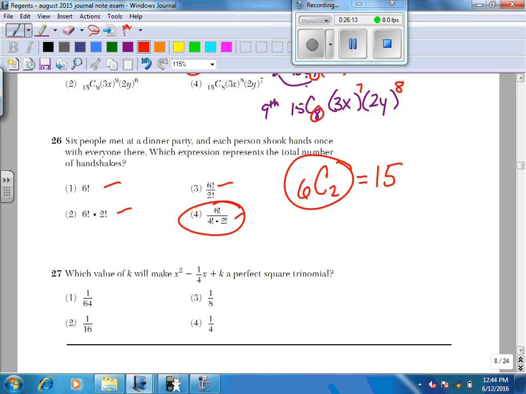And the last one. What value of k would make that a perfect square trinomial? Well, we have to take half of this middle term. Half of 1/4 is 1/8. And then we got to square it, which would give us 1/64. Okay, that's just a little step of completing the square.